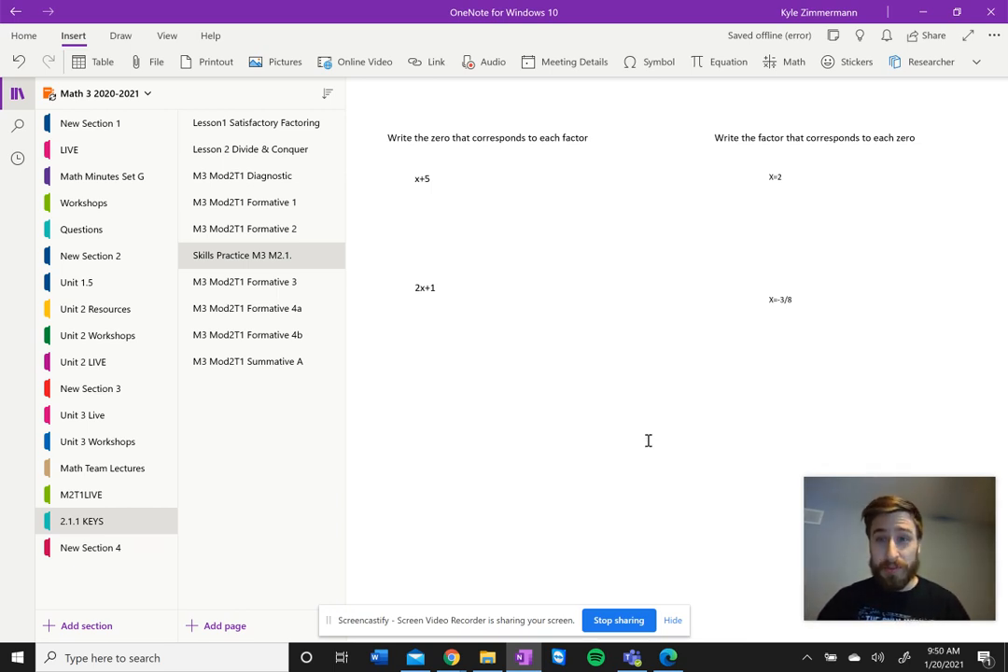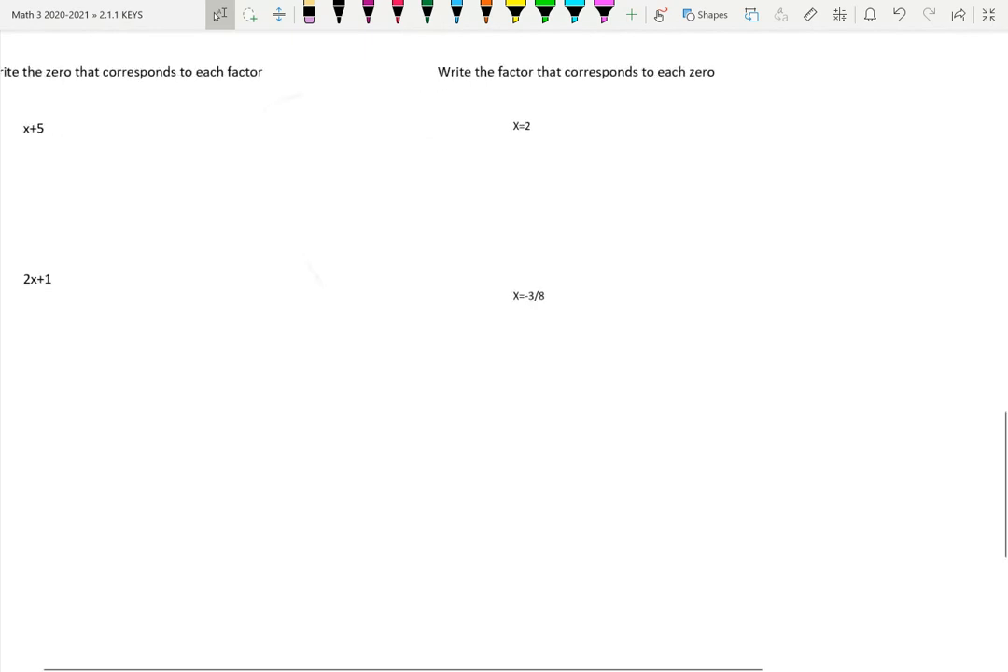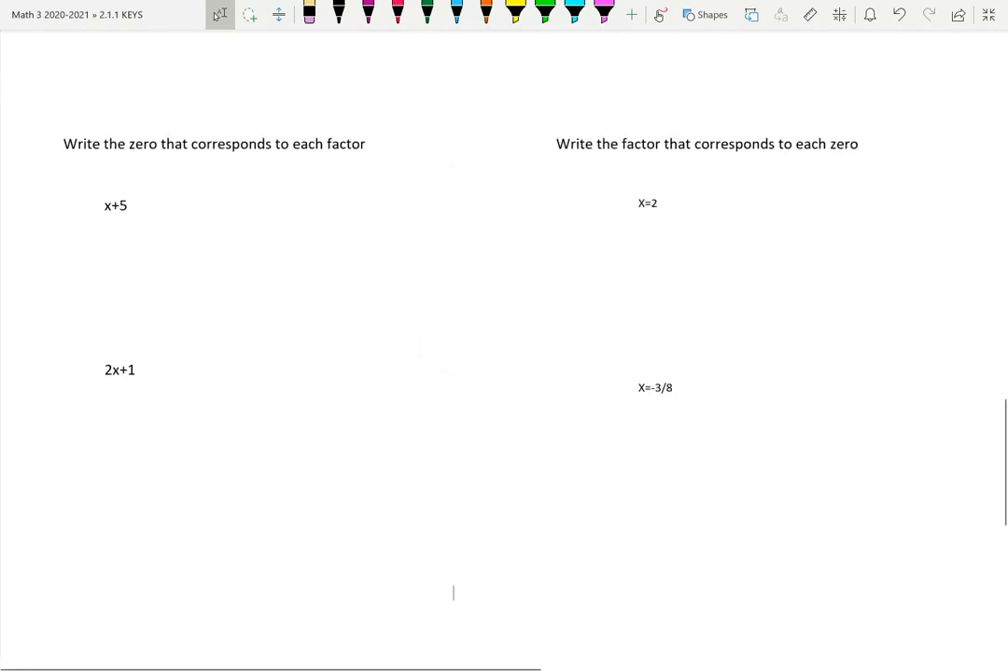So essentially what we're doing now is just corresponding factors to zeros, and this should be a fairly quick process for many of you. Let's go ahead and review. Basically, these skills are linked, they're kind of opposites.